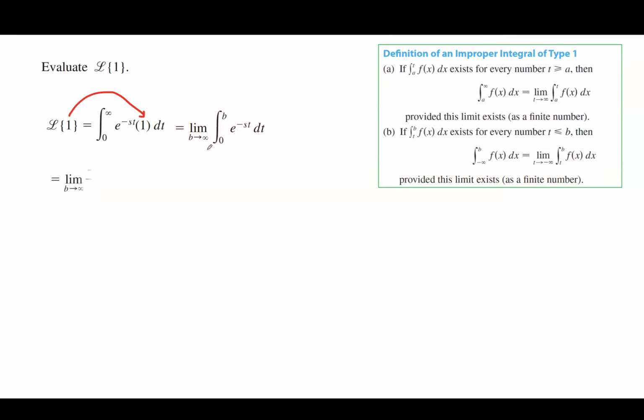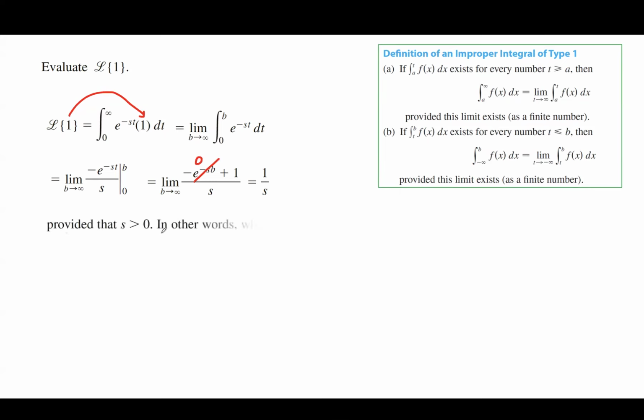Calculating this integral should be very easy for you. You have e to power negative st divided by negative s, with t bounded between 0 and b, as b goes to infinity. So let us plug in b, plug in 0, and find the limit. You have the limit of negative e to power negative sb over s plus, when you plug in 0, just 1 divided by s as b goes to infinity. This term becomes 0, so it is 1 over s.